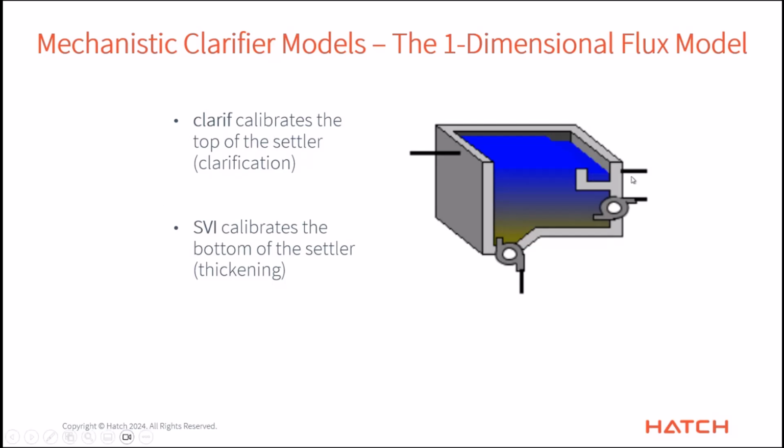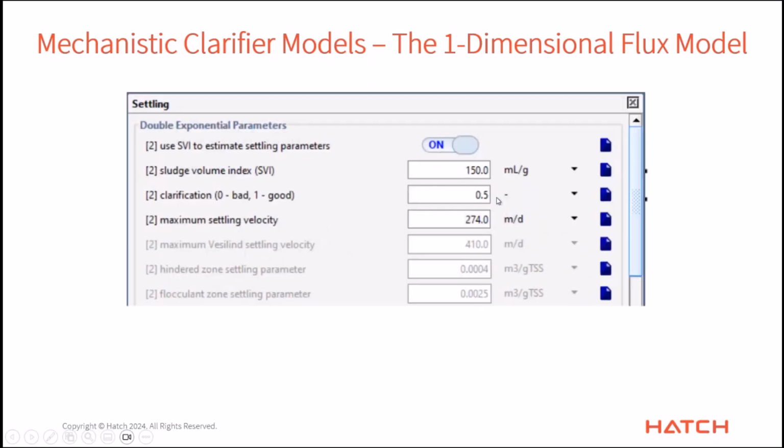The clarification parameter is really calibrating the top half of the clarifier, and the SVI parameter is calibrating the bottom half of the clarifier. And you have to come in here and turn on that correlation. Use the SVI to estimate the settling parameters. If you turn that on, these go away, and these are now available to you. And it's these first two that you want to play around with.